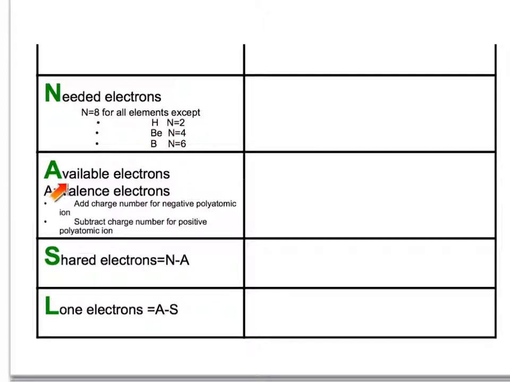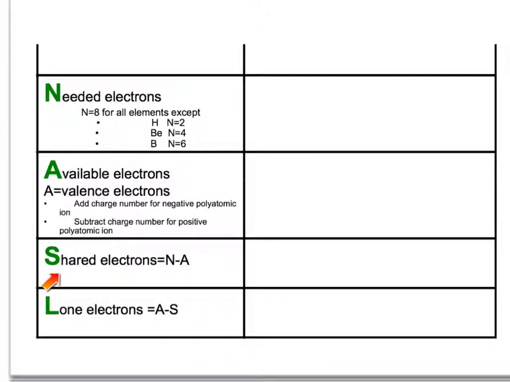The A stands for available electrons, which is obtained by adding the total number of valence electrons for each element of that compound, with addition of extra electrons if we have a negative polyatomic ion, and taking away some electrons if we have a positive polyatomic ion.